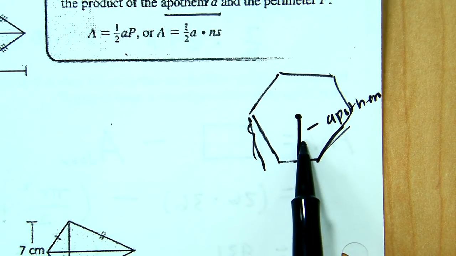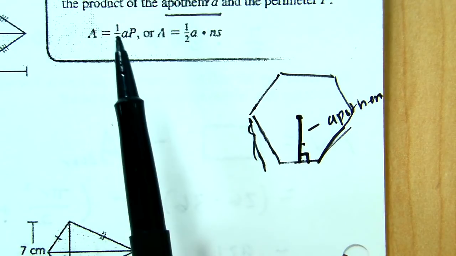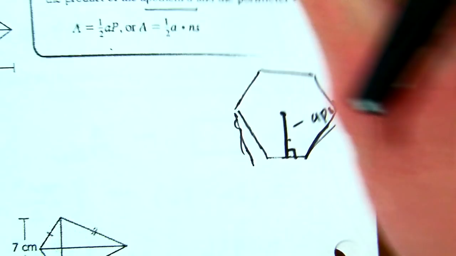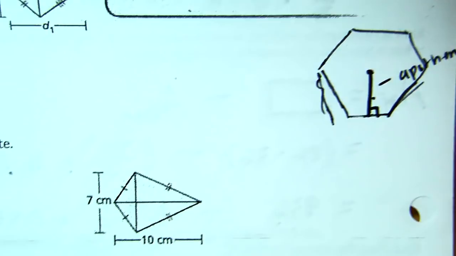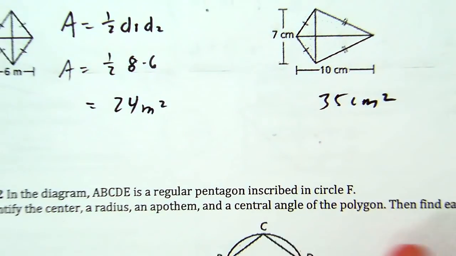So you take this distance times the perimeter, cut it in half, and that would be how you find the area of any regular polygon. So regular hexagon, regular octagon, regular dodecagon. This formula would hold true. Okay. So just some terminology here, and then we'll jump into a couple maybe a little bit more challenging examples.